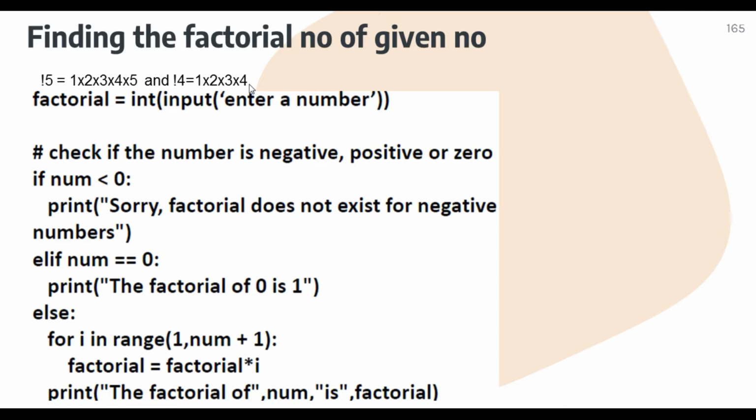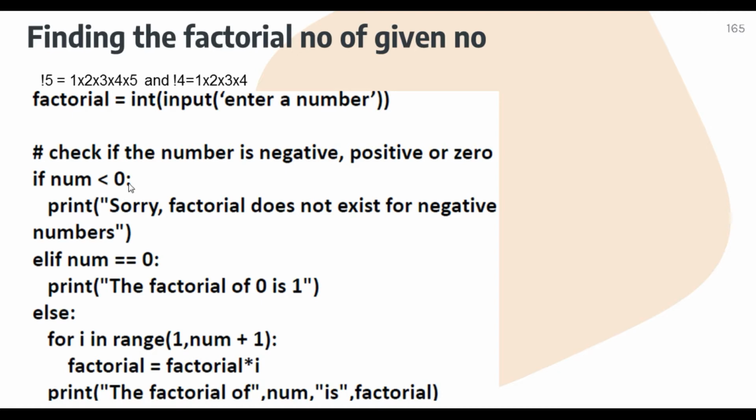So we are talking about how to solve this with the help of a program. First of all we will ask the user to enter the number of which they want the factorial. Here we have asked the user by typecasting to integer the input, enter a number, and this number is stored in the factorial variable. Then we check whether the number is negative, positive or 0.